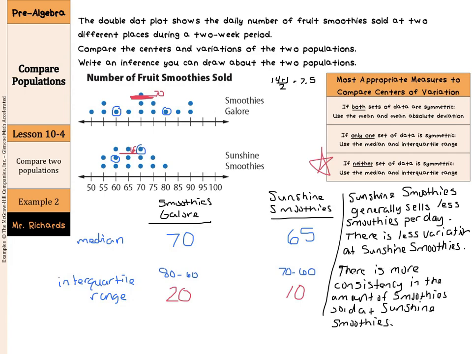So once again, using the interquartile range to help us compare the variations, and looking at the data and the medians to help us see generally how much is sold. Again, Sunshine Smoothies was less for the medians, and so we can say they generally sell less per day. But then we look at the variation and said, well, there's more consistency, though, with Sunshine Smoothies.